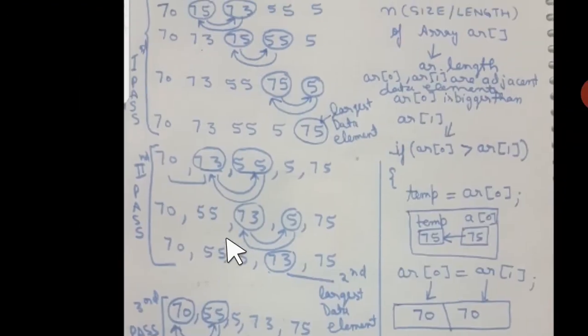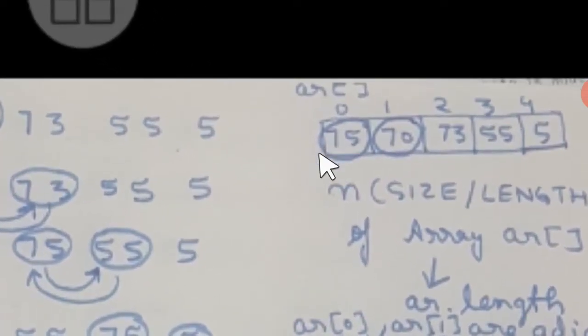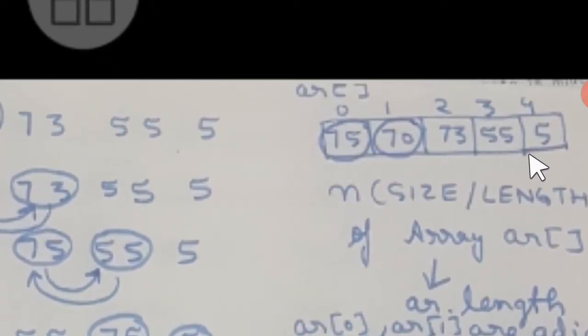Let's understand with one example. So students, here you see that we have got the data 75, 70, 73, 55 and 5, and the same data I have displayed in the array also, because ultimately we have to sort the data of the array. All right, and these are the index 0, 1, 2, 3, 4. Now here you can see that 75, which is available at index 0, is bigger than the data of the index 1, that is 70.